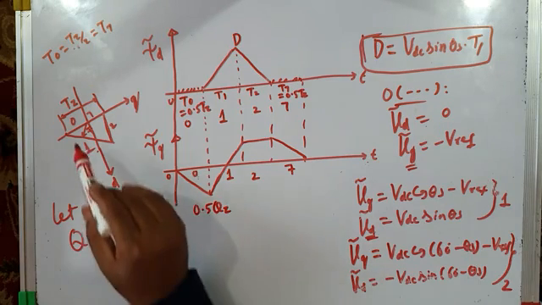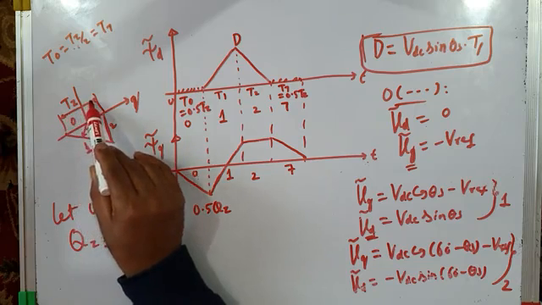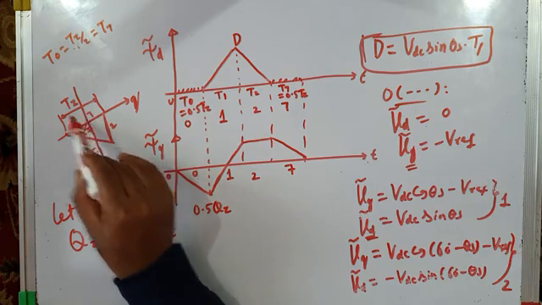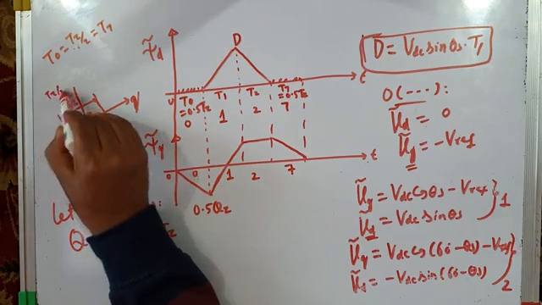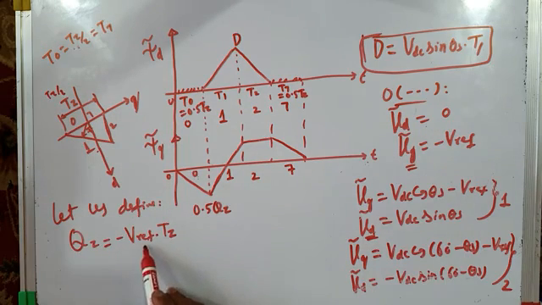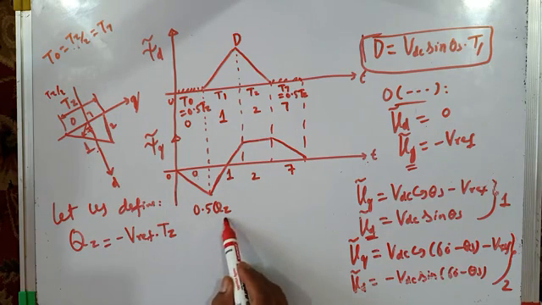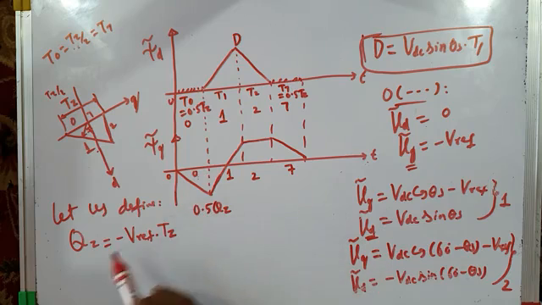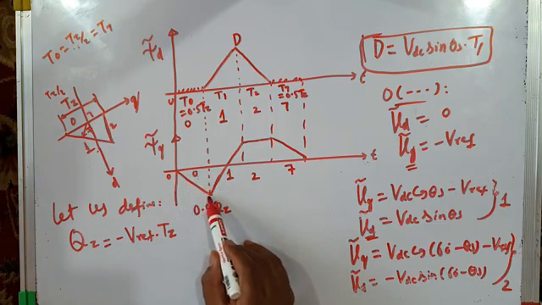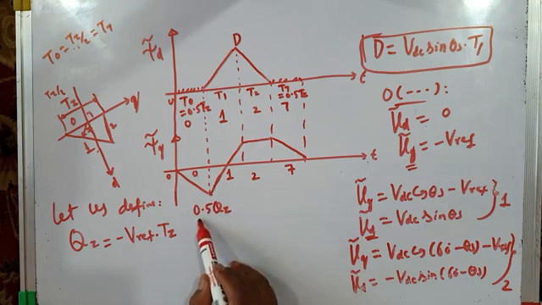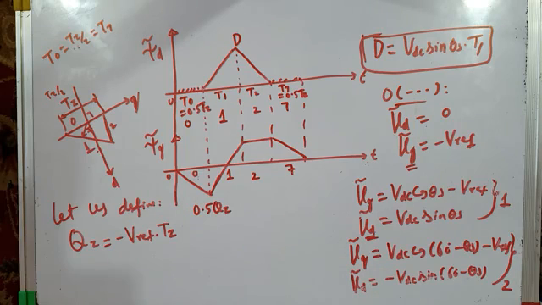Because what is my total time interval? Total time interval is Tz. When null vector 0 is applied, what is the time interval? It is Tz by 2. So therefore this will be minus V ref into Tz by 2, that is 0.5 Qz. So when null vector 0 is applied, the length of this line is 0.5 Qz. Fine. After that, we will define Q1.